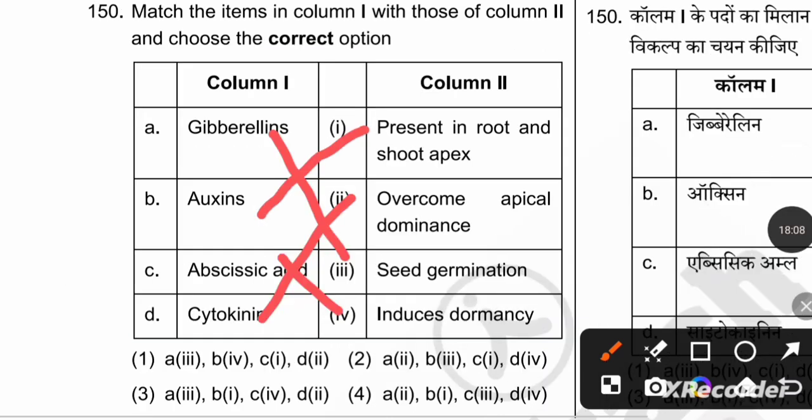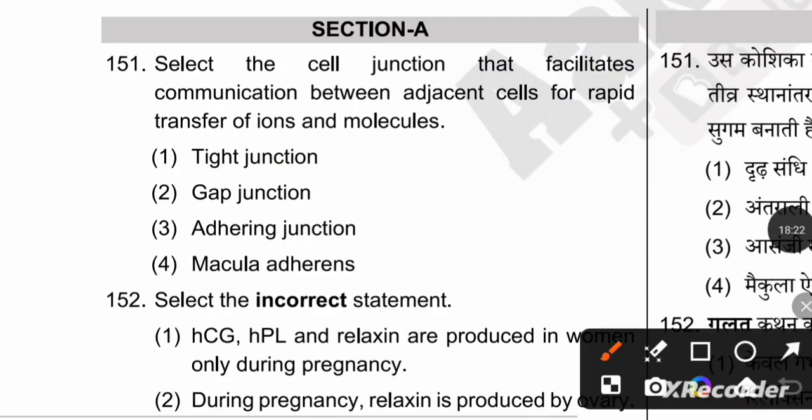So this is the correct matching, children. Gibberellin helps in seed germination, auxin is present in root and shoot apex, abscisic acid induces dormancy, and cytokinin overcomes apical dominance. Let us see the questions related to zoology. Select the cell junction that facilitates communication between adjacent cells for rapid transfer of ions and molecules. For adjacent cells and rapid transfer of ions and molecules, the junction involved is the gap junction.